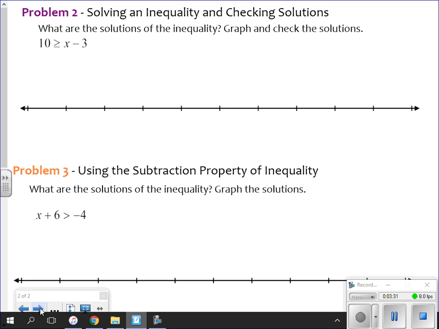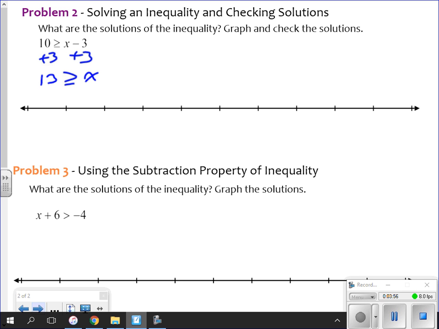Okay, same thing on the next one, with the variable on the other side. You just have to be careful what you're doing when you go to graph it more than anything else. My first step is still the same. I have x minus 3. I want to get rid of the minus 3, so I add 3 to both sides. That gives me 13 is greater than or equal to x.